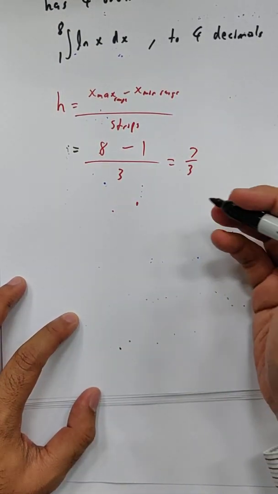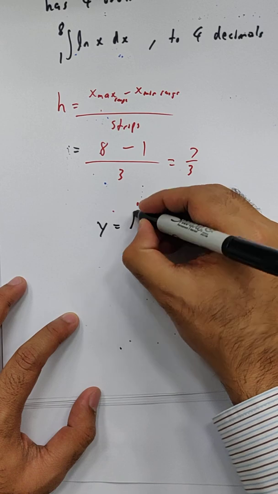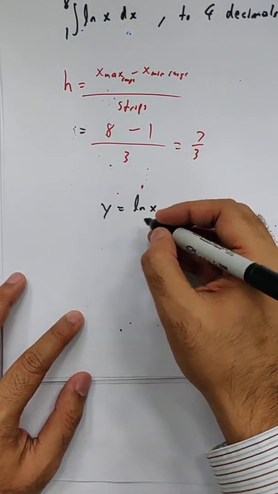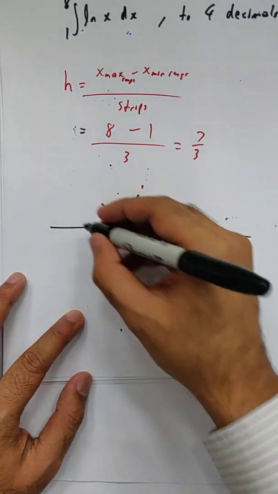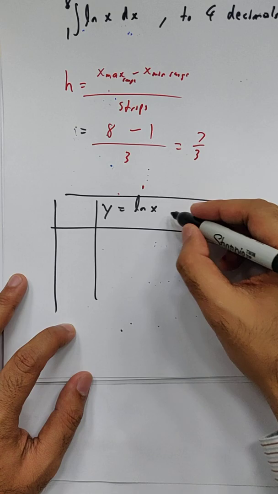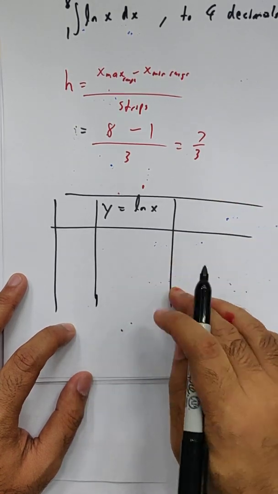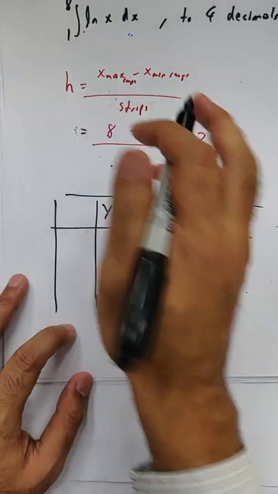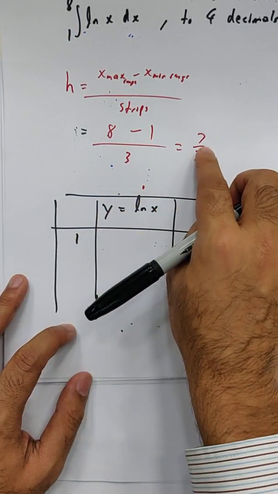Okay, we want to draw the table. Remember that one, y equals ln x. You guys okay? And then the table. We start from the minimum, 1. 1 plus 7 over 3.